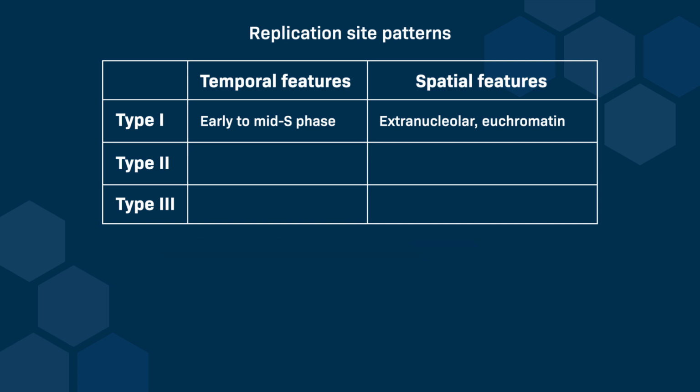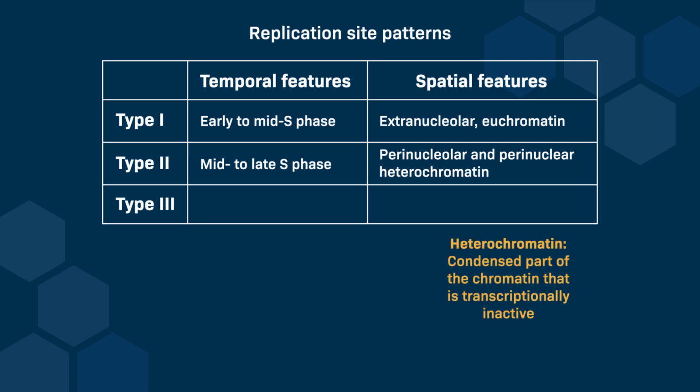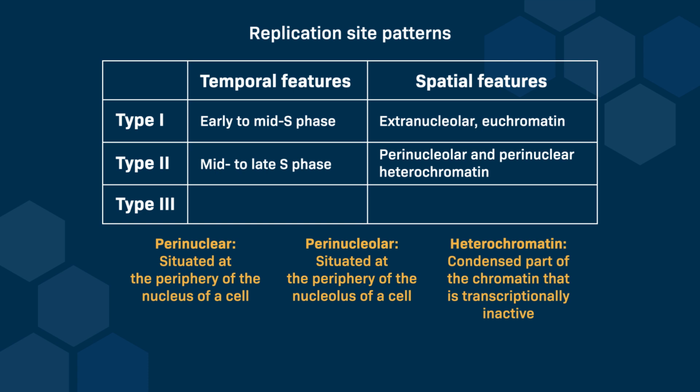Type 2 replication sites become active during mid to late S phase and are responsible for replicating DNA regions surrounding the nucleolus. These sites are associated with perinuclear heterochromatin, which is located at the periphery of the nucleus. Heterochromatin is the condensed form of chromatin that is transcriptionally inactive. Perinuclear means situated around the nucleus, while perinucleolar means situated around the nucleolus of the cell.